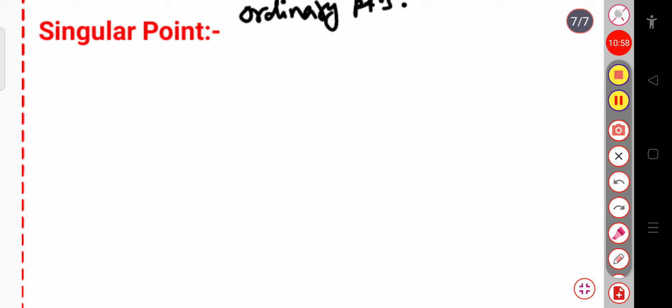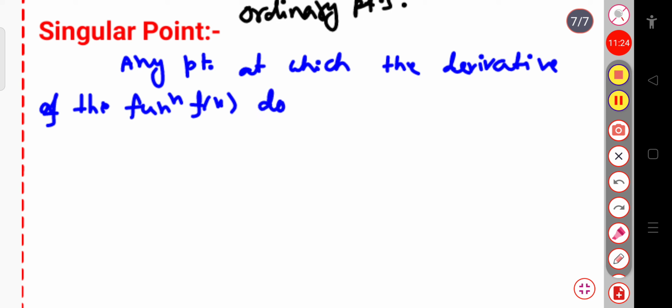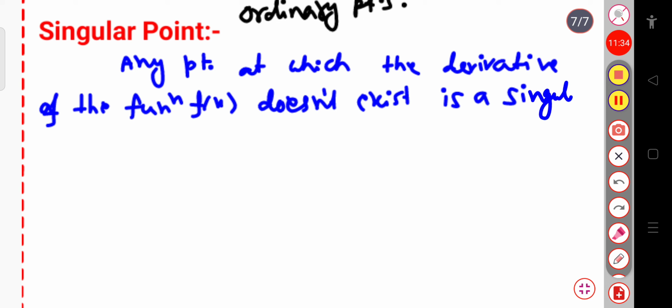So if I write the definition: any point at which the derivative of the function, suppose f of x, doesn't exist, is a singular point. It is a singular point.